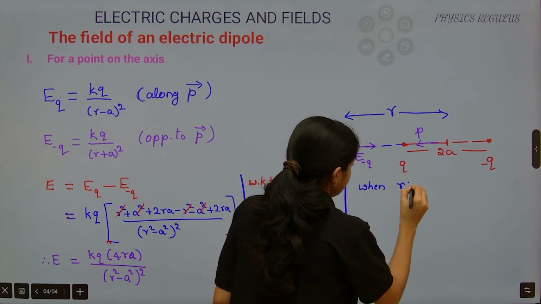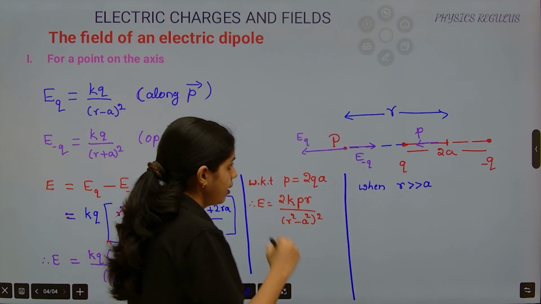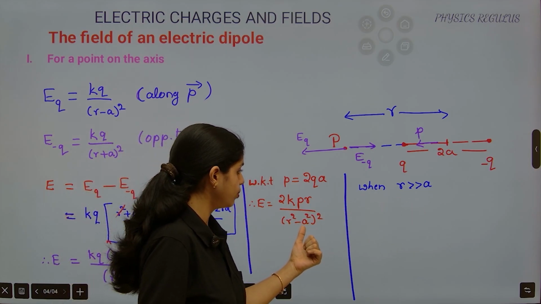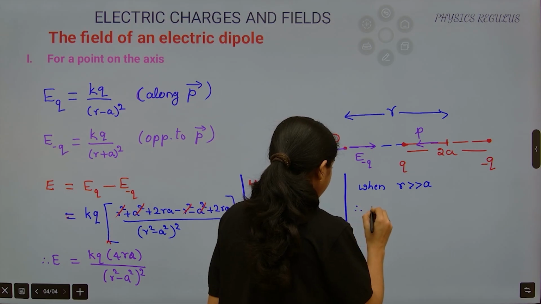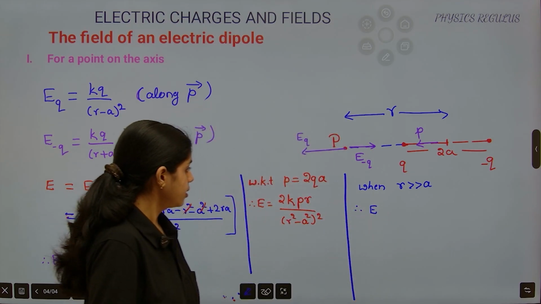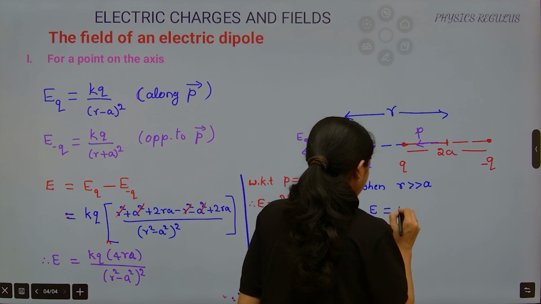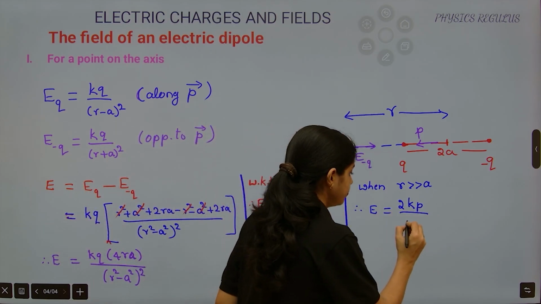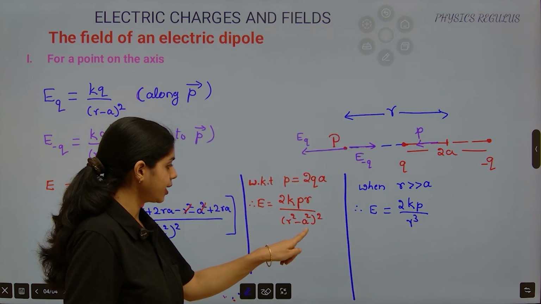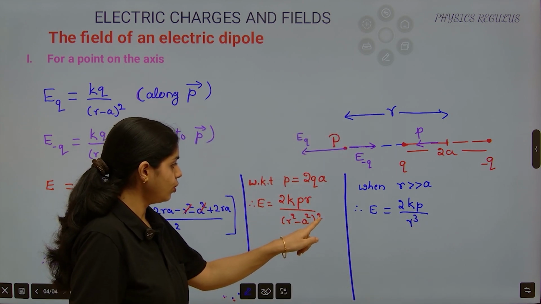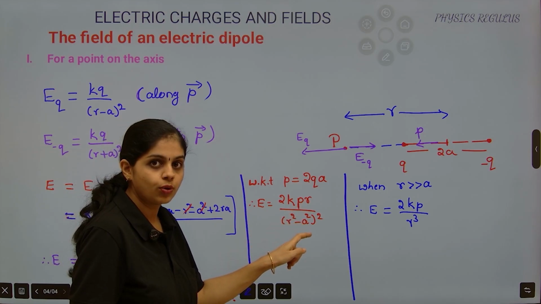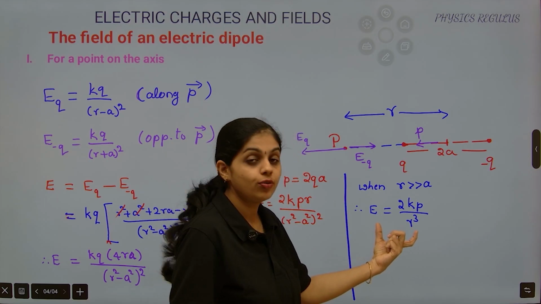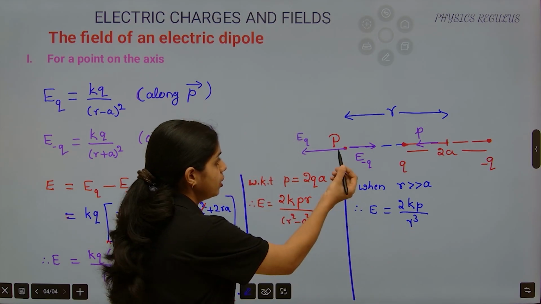When r is far greater than a, r square will be much greater than a square. Hence, we can neglect a square in the denominator. Therefore, the resultant electric field E is given by 2kP by r cube. If you neglect a square, you will get r raised to 4, so r by r raised to 4 gives r cube in the denominator. This is the magnitude of the resultant electric field at point P.